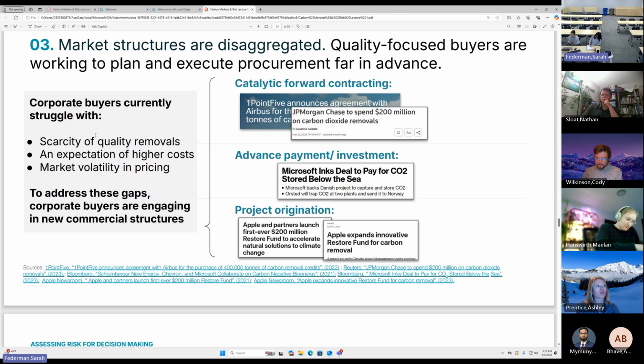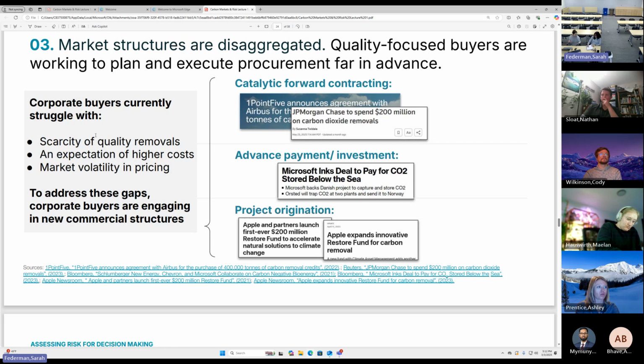And so you start seeing a lot of companies that really care about quality and that want to report transparently, really scrambling to pick up these higher quality credits at higher costs. And what they're starting to do now is buy them all up in advance.